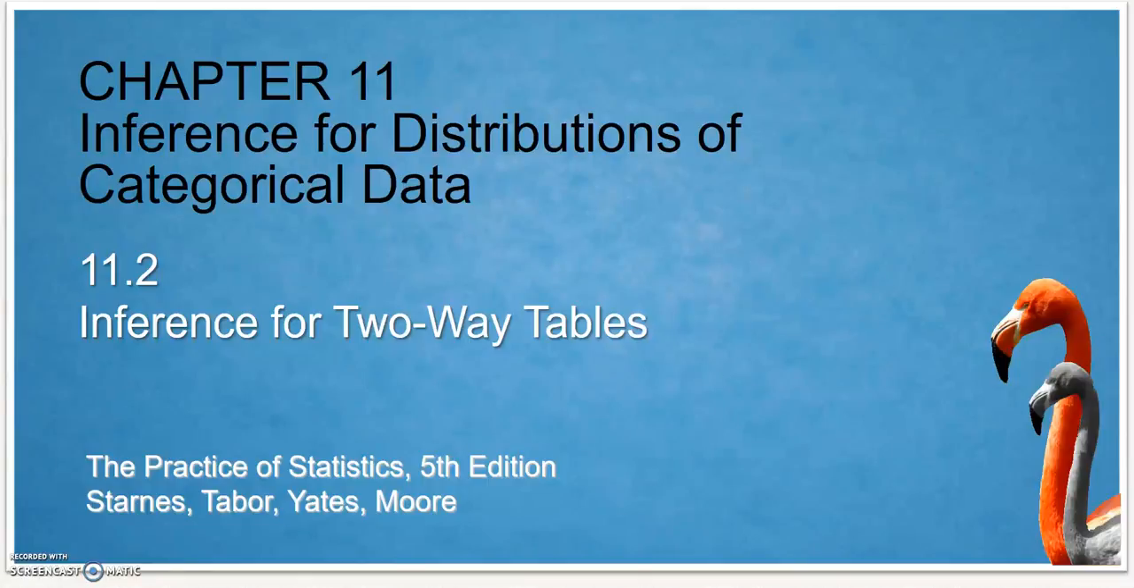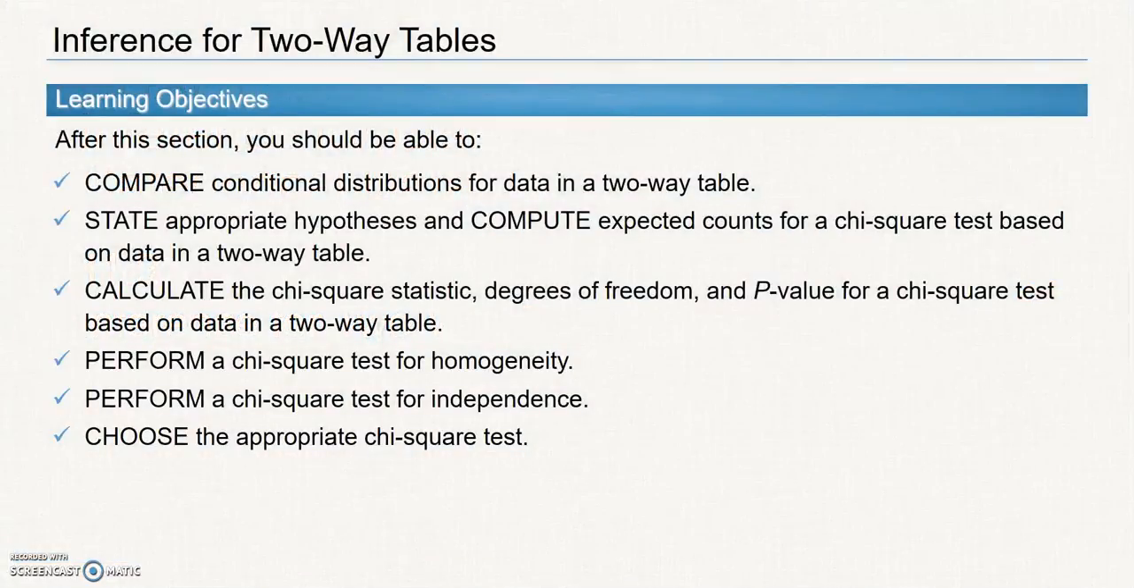Hopefully 11.1 went okay. 11.1 was all about one set of data, and so we called it a one-way table. Today we're going to look at two-way tables. Again, please feel free to pause at any time, as I'm going to move kind of quickly so that you can go as quickly or slowly as you need to.